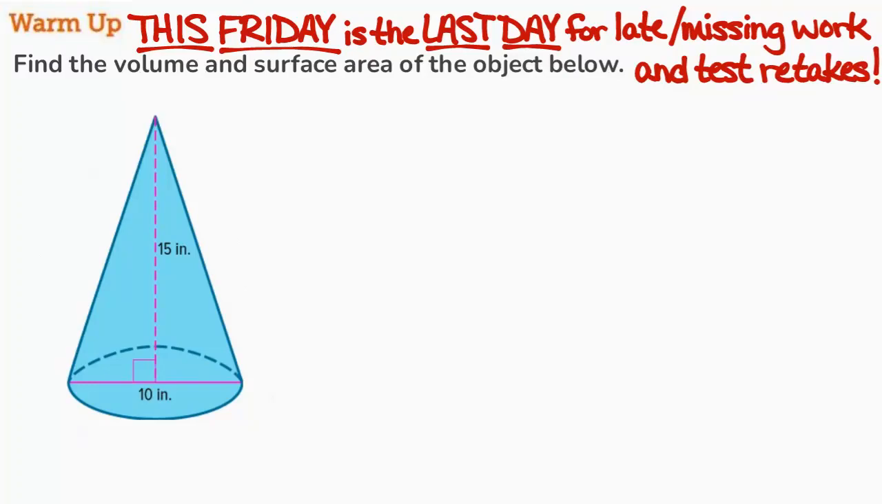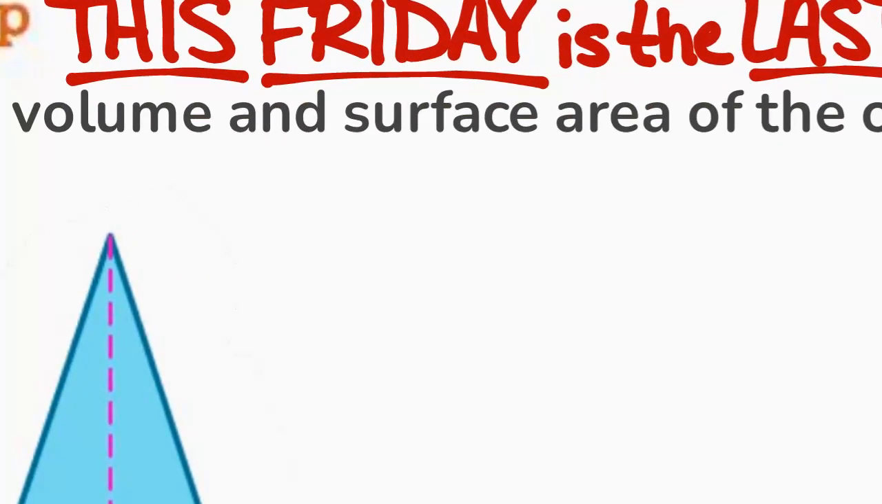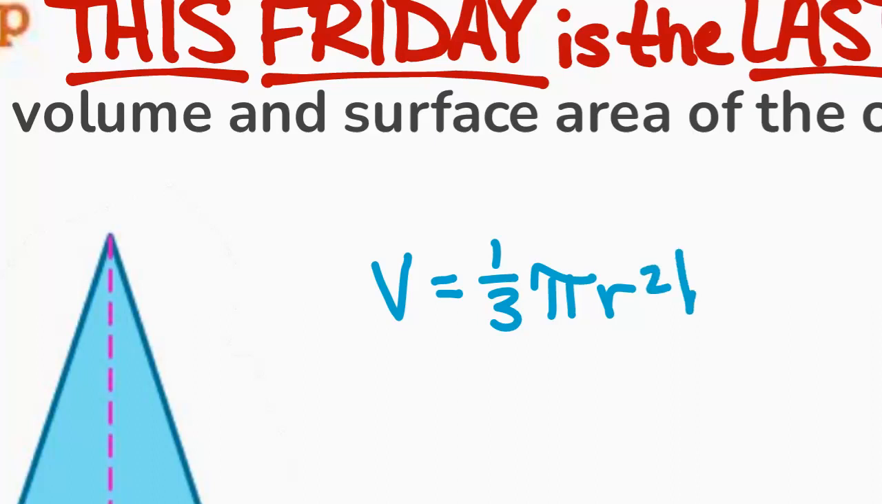All right, so let's go ahead and find the volume and surface area for this cone. Formula for the volume for a cone. Volume is equal to what? One-third. Yes, 1/3 pi times radius squared times the height.